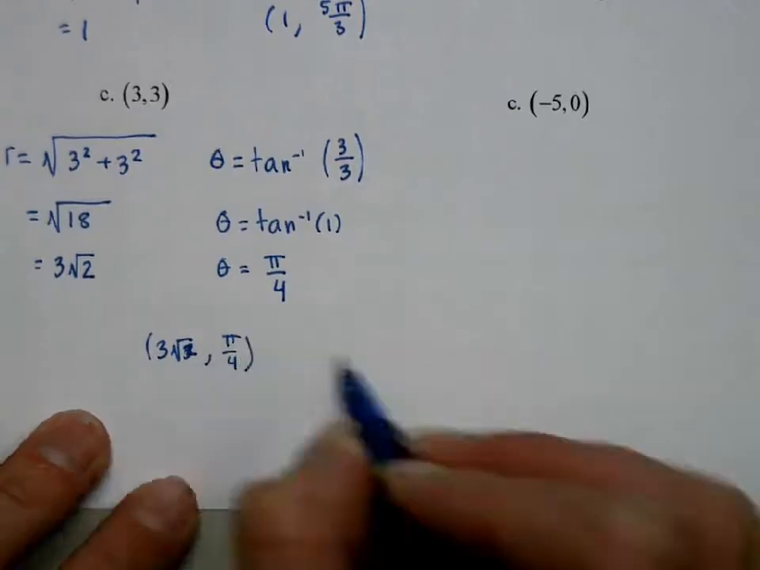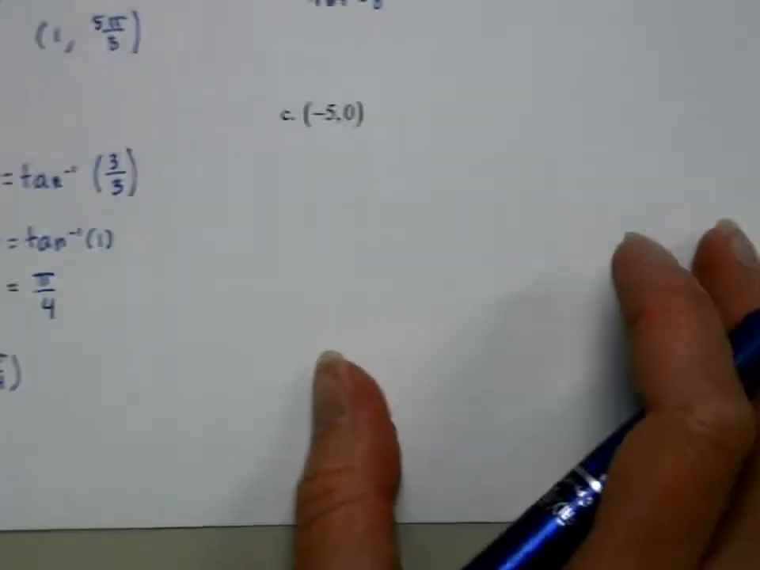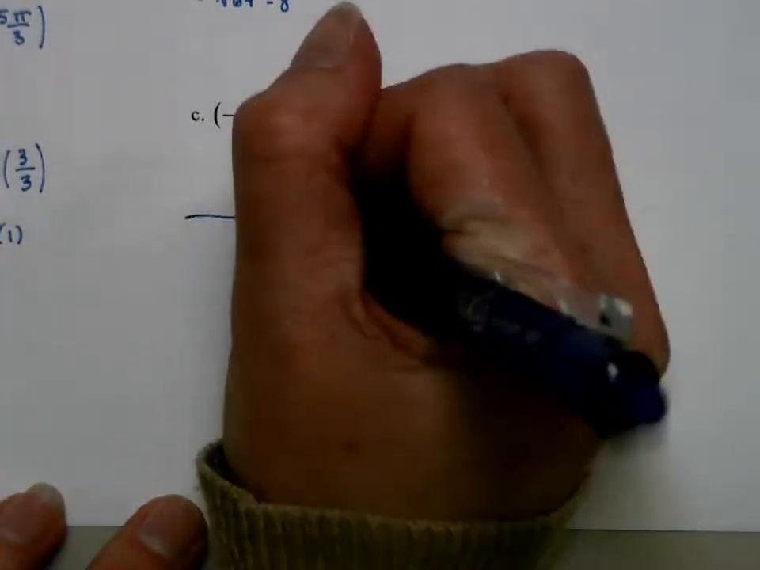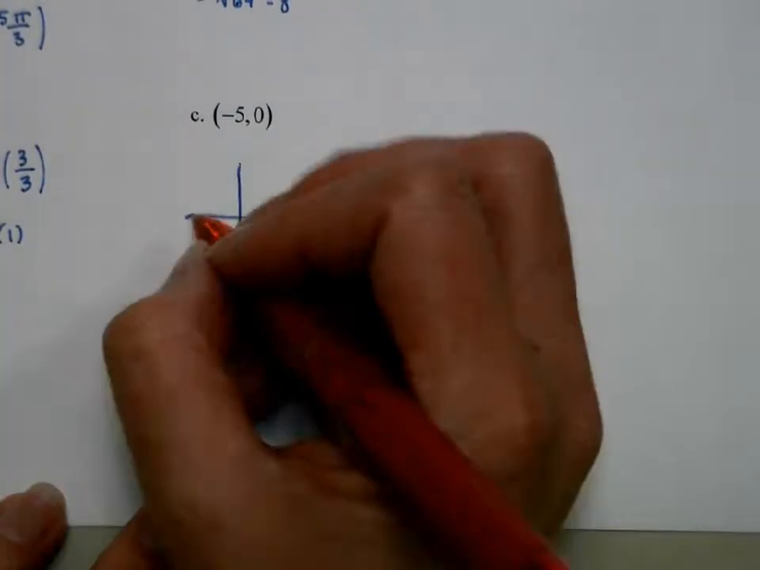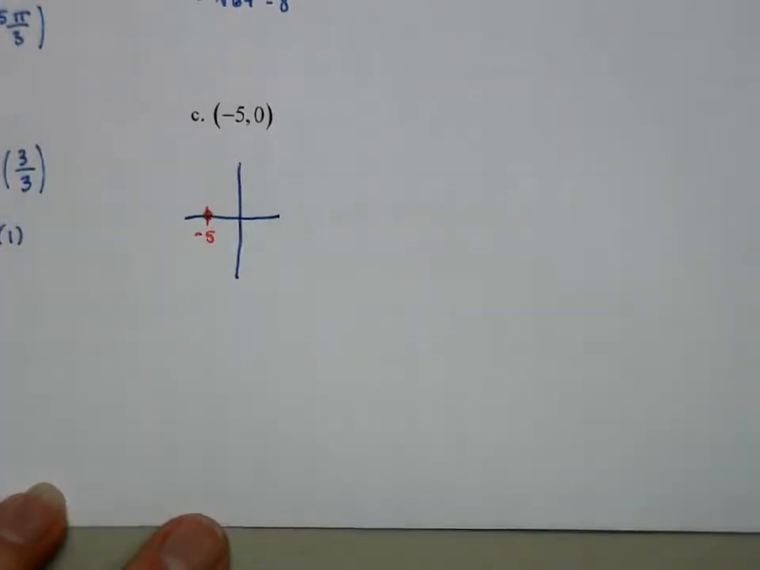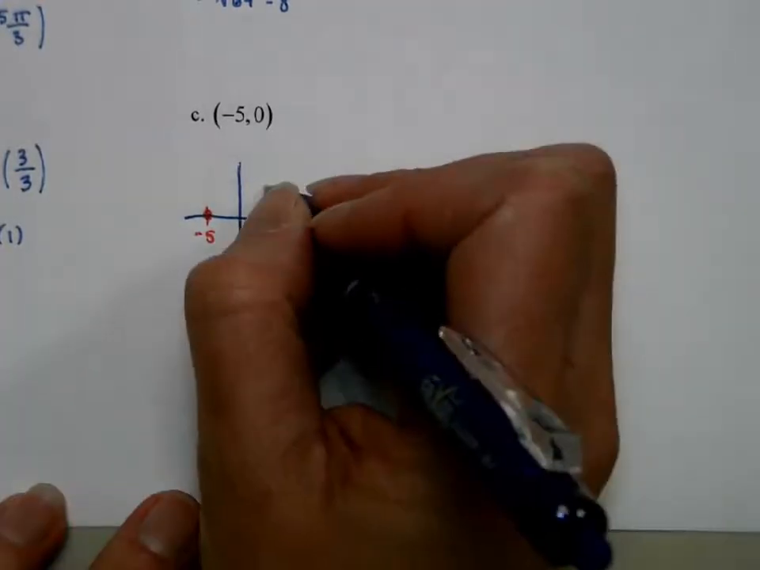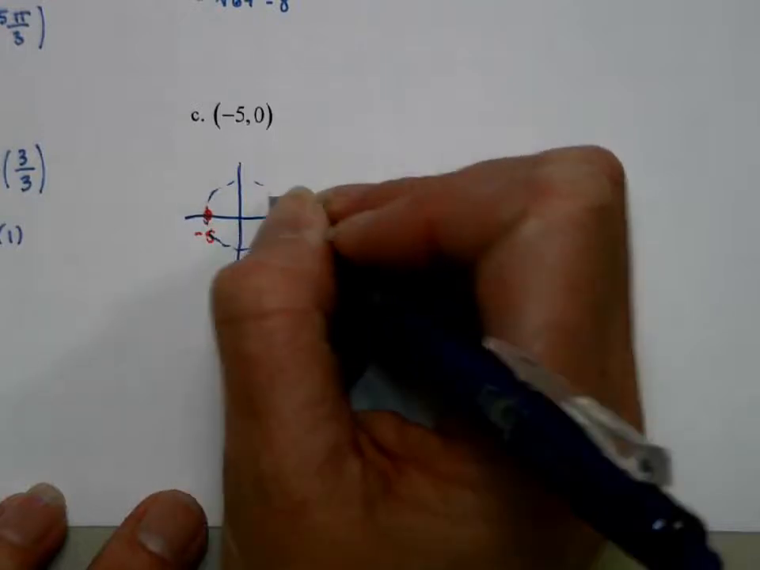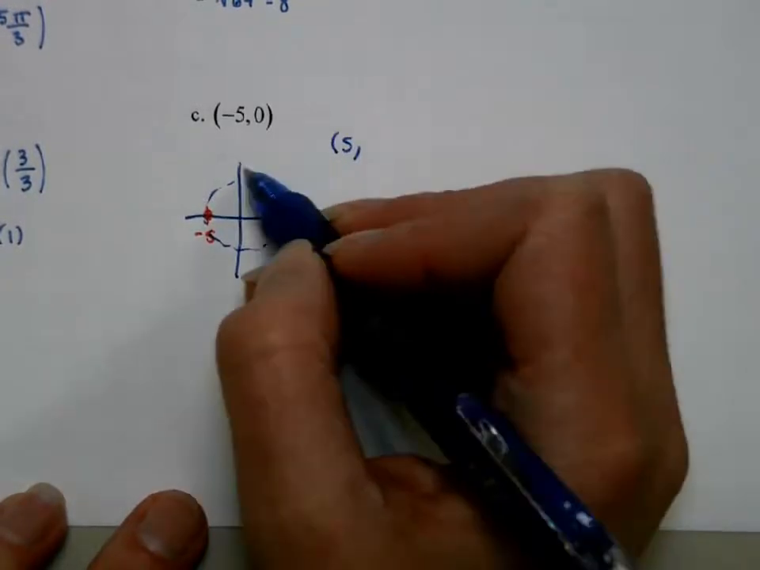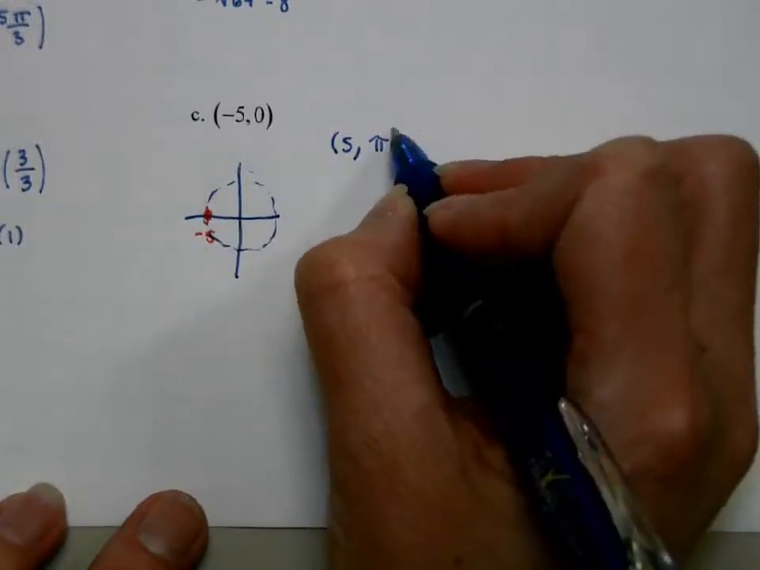This last one here, I'm going to actually just do by graphing. If I were to graph the point -5, 0, okay, that's going to be here. Thinking about this as a polar plane, it's going to be 5 units out. The theta is going to be pi. So we can just use the graph and get those values.